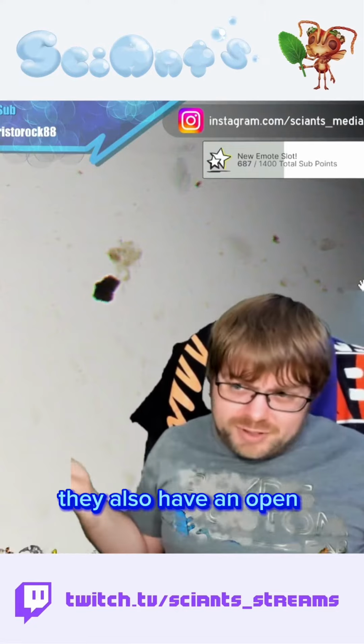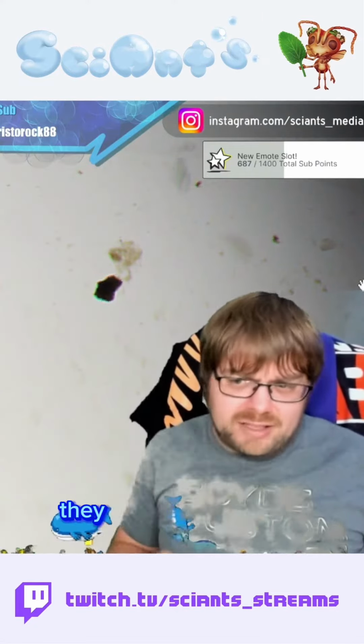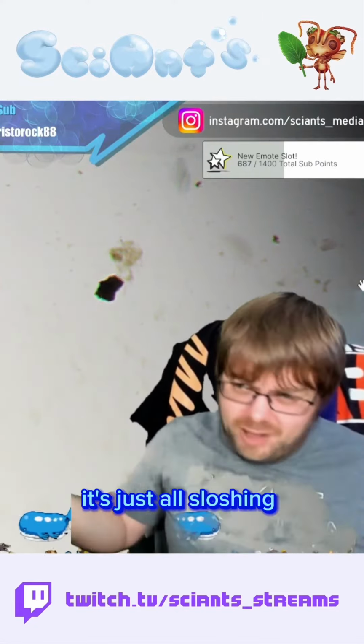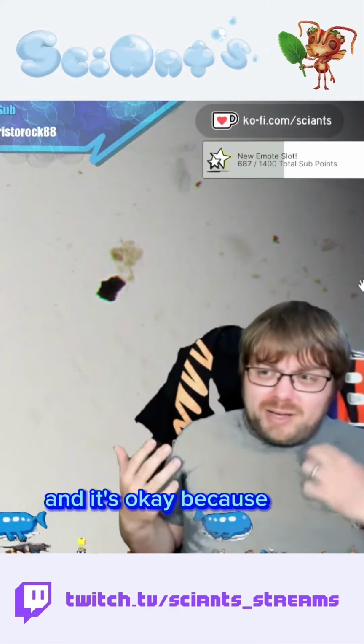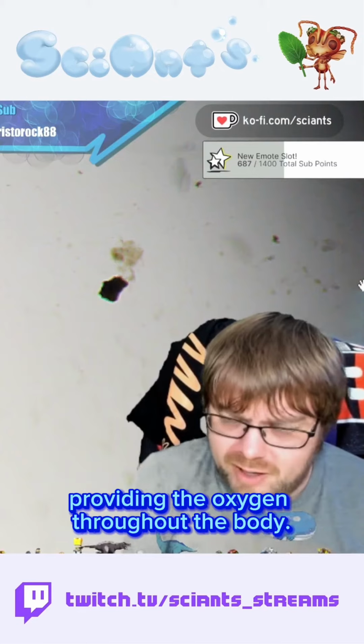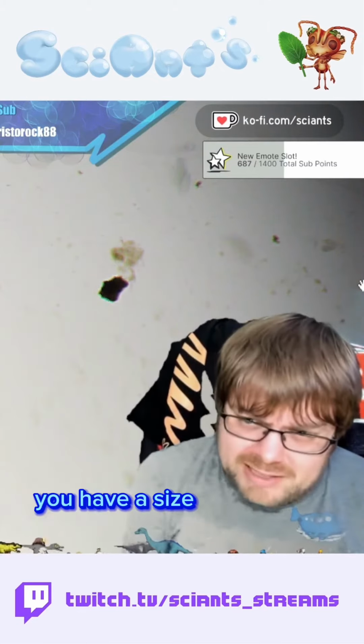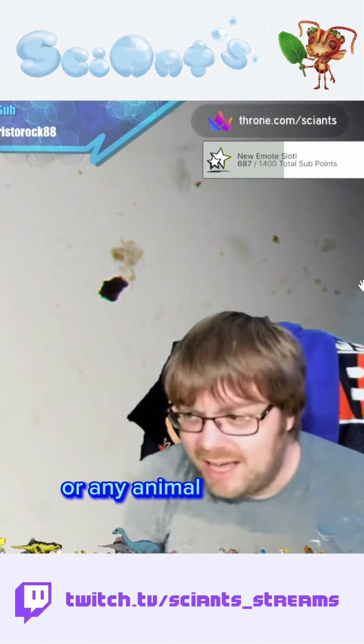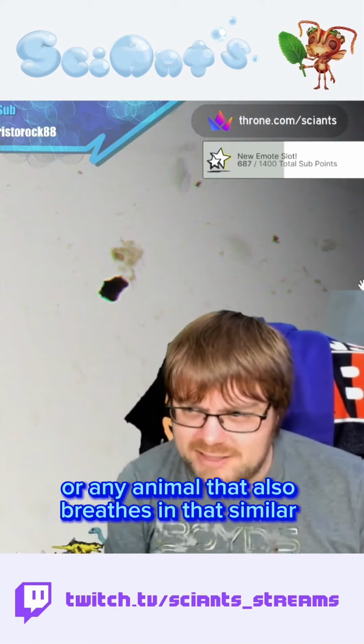They also have an open circulatory system. They don't have veins, they don't have arteries, it's just all sloshing throughout, and it's okay because you have osmosis providing the oxygen throughout the body. That's also why you have a size limitation on most insects, or any animal that also breathes in that similar manner.